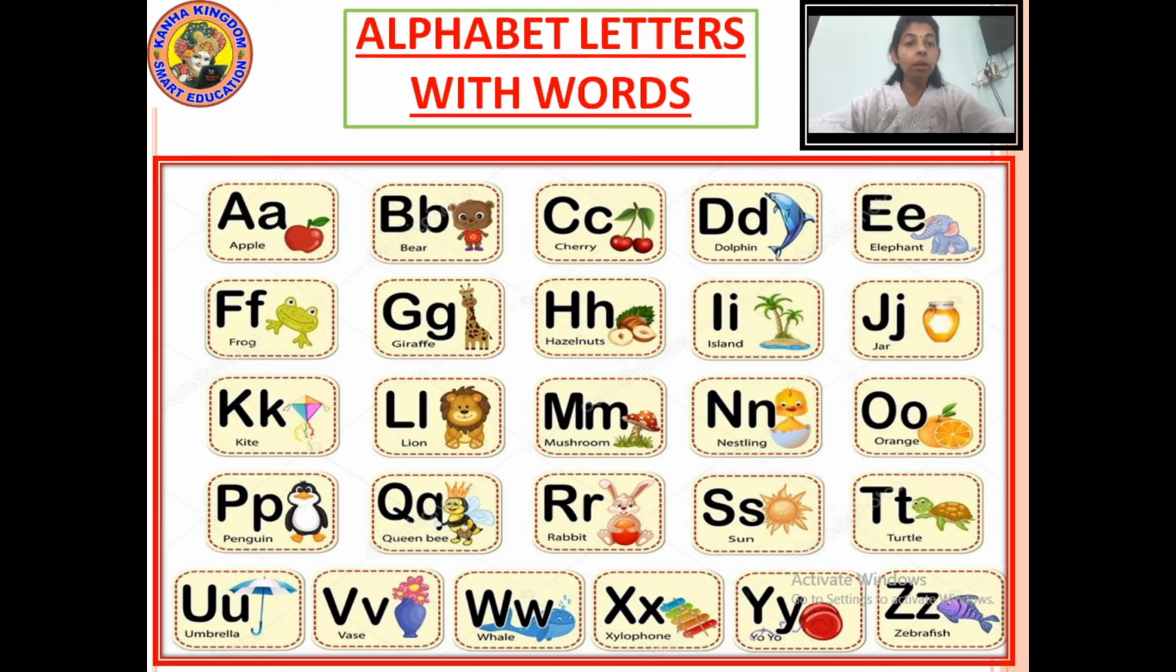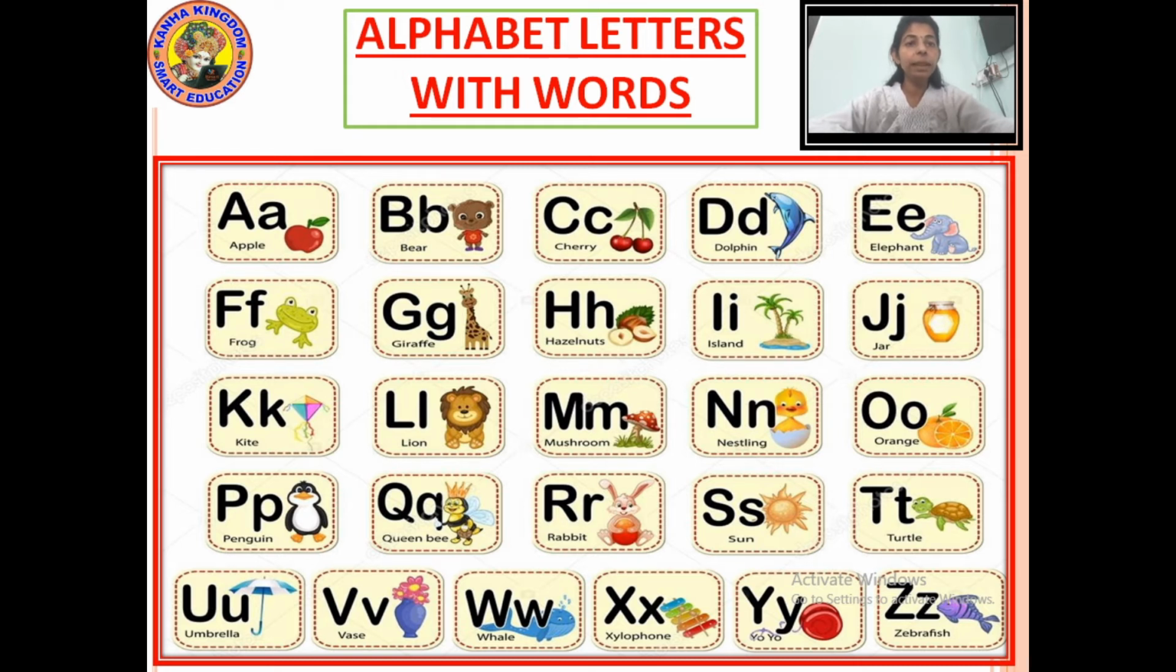D for dolphin. D for dolphin. Please, everyone, repeat after me. All letters with words. Very good. Now, what comes after D? E. Which letter? E. E for elephant. Very good.